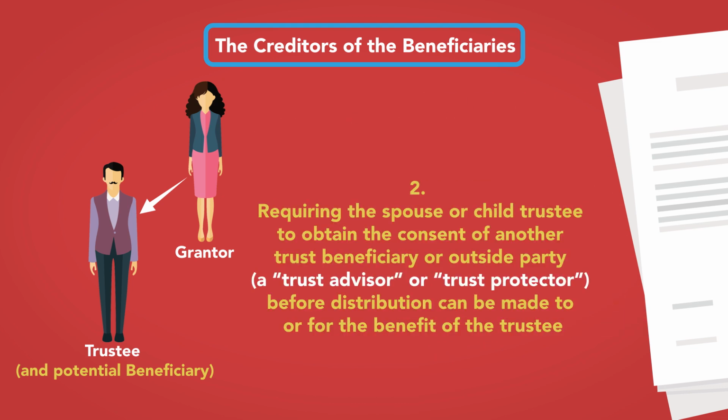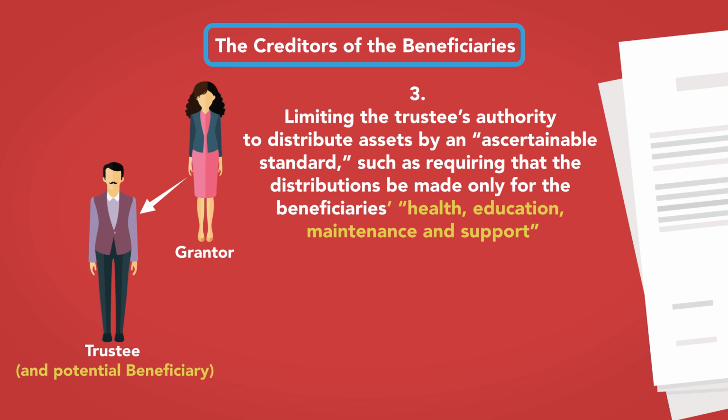Requiring the spouse or child to obtain the consent of another trust beneficiary or outside party, often called a trust advisor or trust protector, before a distribution can be made to or for the benefit of that beneficiary, or 3. Limiting the trustee's authority to distribute assets by an ascertainable standard, such as requiring that the distributions be made only for the beneficiary's health, education, maintenance, and support.